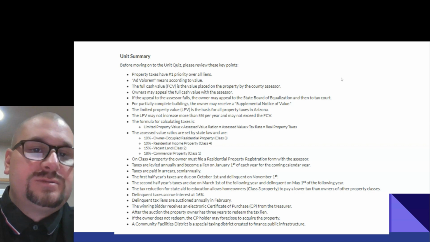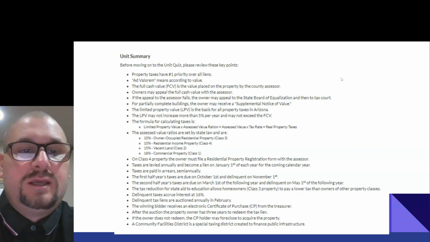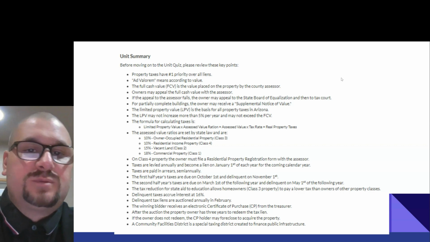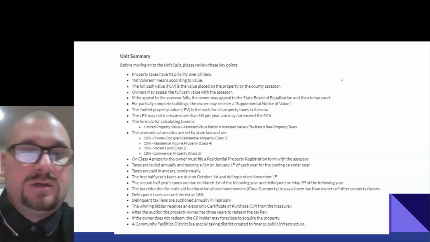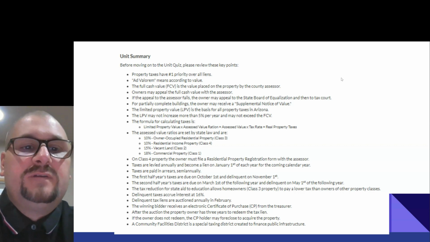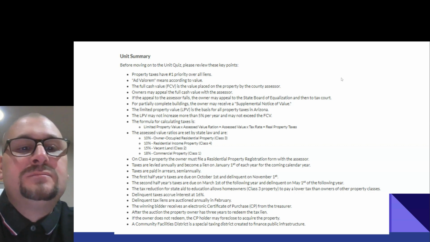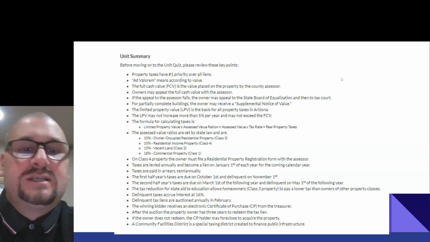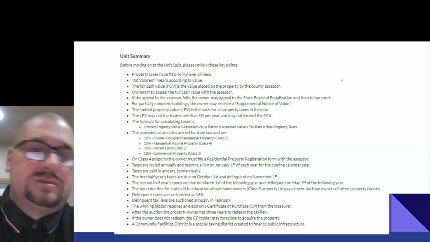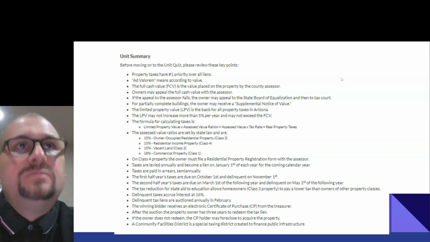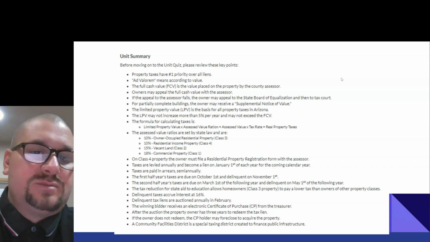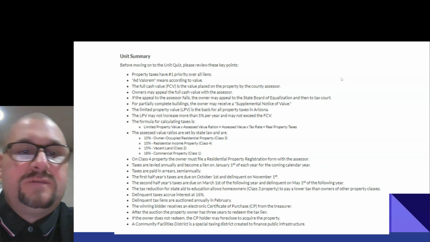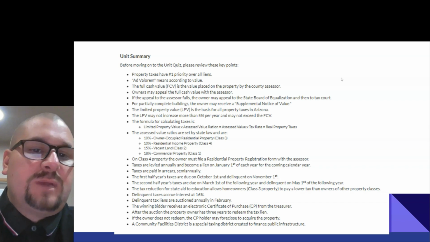The assessed value ratios are set by state law. 10% is owner-occupied residential property, class 3. 10% is residential income property, class 4. 15% is vacant land, class 2. And 18% is commercial property, class 1. So again, the assessed value ratios are set by state law: 10% owner-occupied residential, class 3; 10% residential income property, class 4; 15% vacant land, class 2; 18% commercial property, class 1.